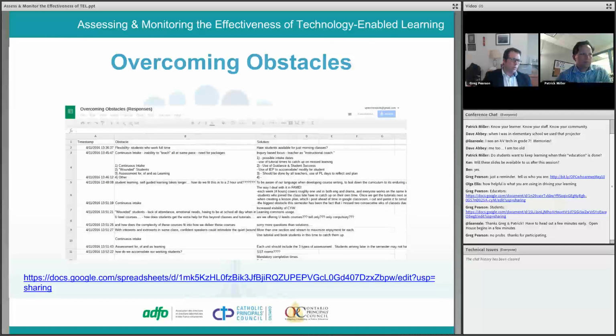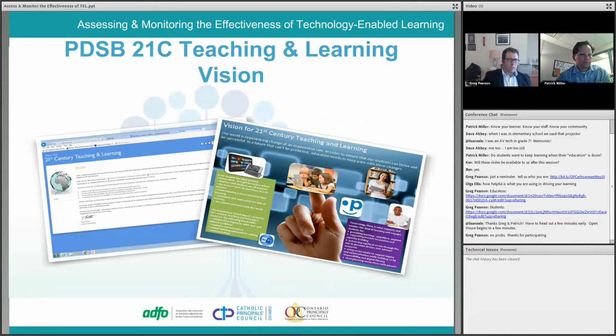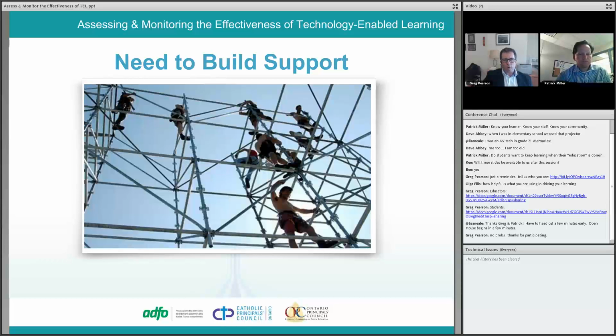Our board is going through a revisioning right now. Those two pictures on the slide were essentially the core for the last 5 years of the vision for 21st century teaching and learning for Peel District School Board. We started an undertaking last spring before the labor interruptions in Peel, and we've been working on it all year. Gathering input and building support has been key for us in going ahead, so getting teachers on board so they know where we're going.